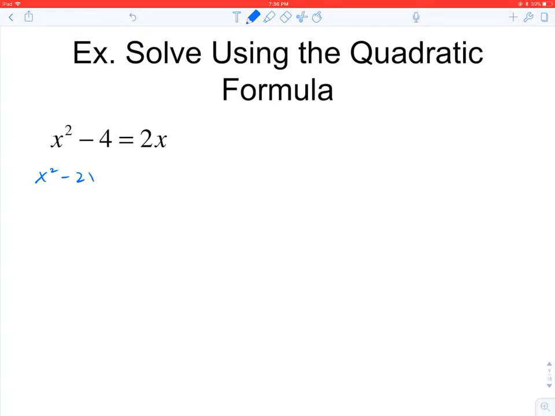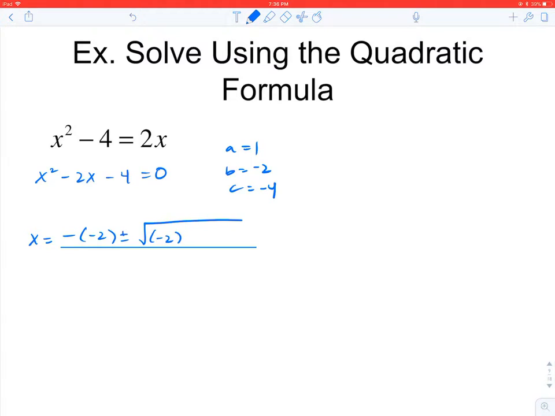Okay, for this one, I would subtract 2x from each side of the equation to get 0 on the right-hand side. A is 1, b is -2, c is -4. So -b plus or minus the square root of b squared minus 4ac over 2 times 1, 2a.